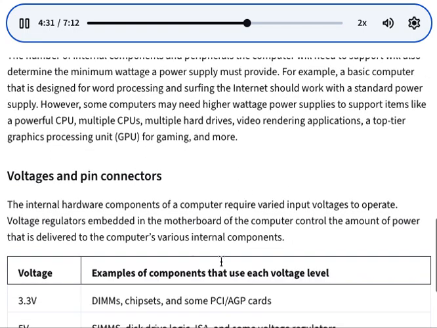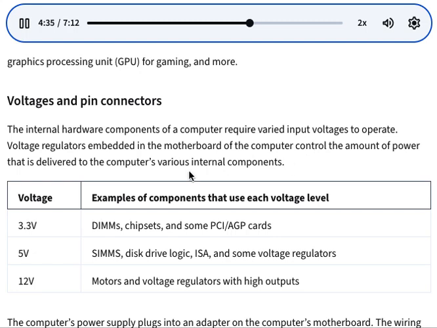Voltages and pin connectors. The internal hardware components of a computer require varied input voltages to operate. Voltage regulators embedded in the motherboard of the computer control the amount of power that is delivered to the computer's various internal components. Examples of components that use each voltage level: 3.3 volts, DIMMs, chipsets, and some PCI and HDD cards. 5 volts, SIMMs, disk drive logic, ISA, and some voltage regulators. 12 volts, motors and voltage regulators with high outputs.